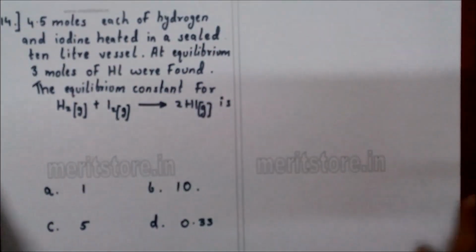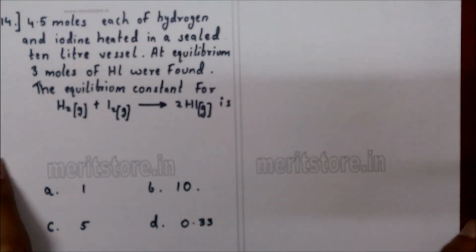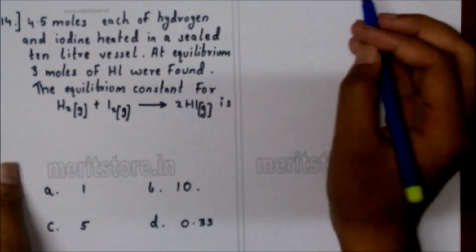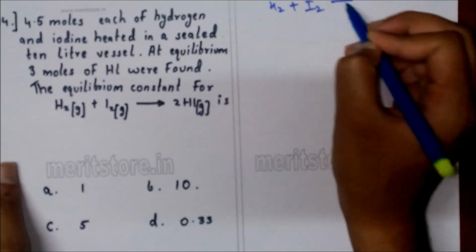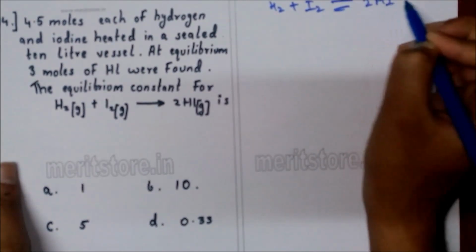Next question is 4.5 moles each of hydrogen and iodine heated in a sealed 10 liter vessel. At equilibrium, 3 moles of HI were formed. The equilibrium constant for H2 plus I2 give 2HI is. So reaction is H2 plus I2 in a reversible reaction give 2HI.